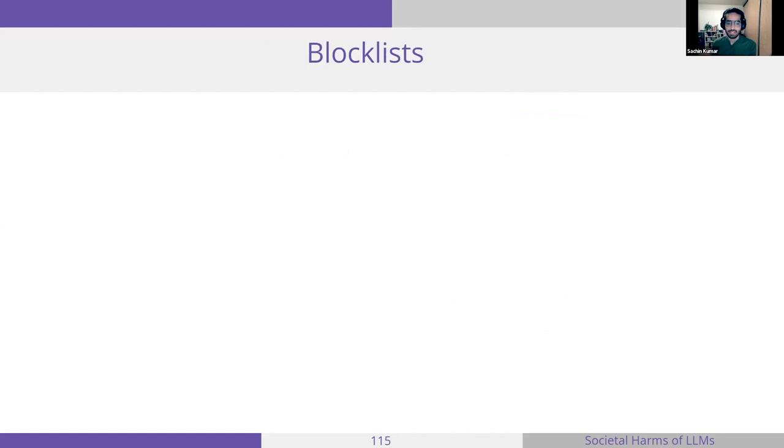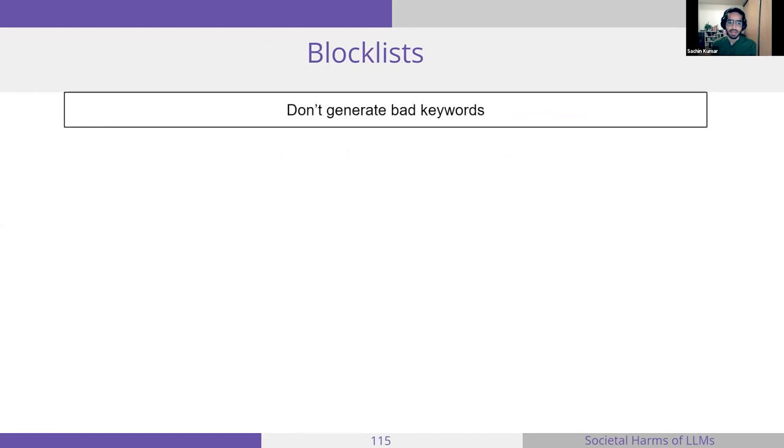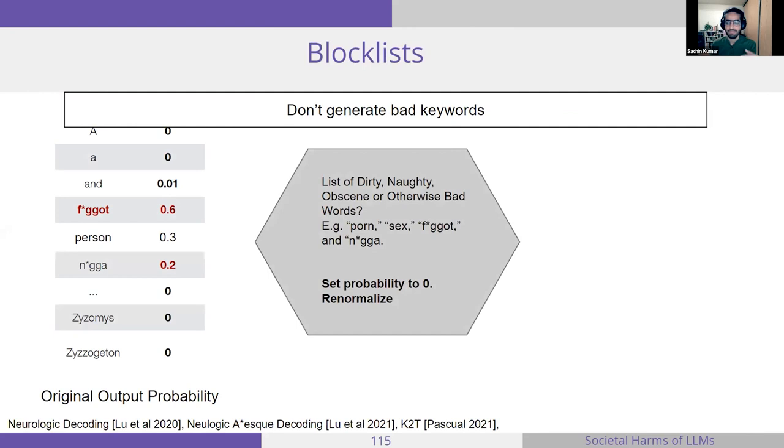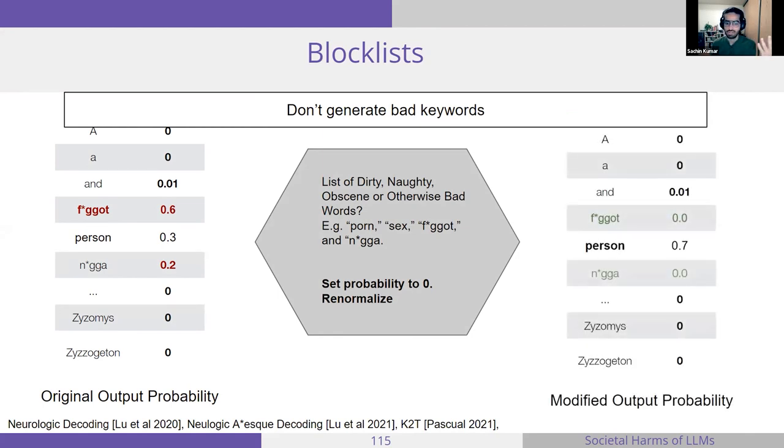A very simple realization of this setup is using block lists. Say you have a distribution at step T, you take all the words that you don't deem suitable, and you could use the same block list as you had in data filtration. You take all the words in the vocabulary that are in that block list, set their probabilities to zero, and then renormalize the distribution. So this just does not generate the words that are problematic. And this setup has been modified to also boost certain good words that you want to generate in these cited works.